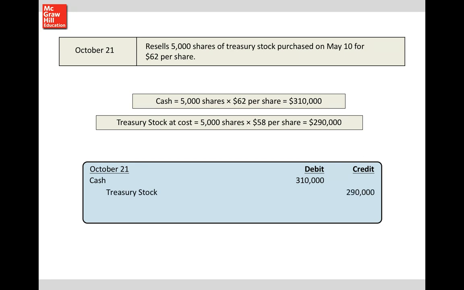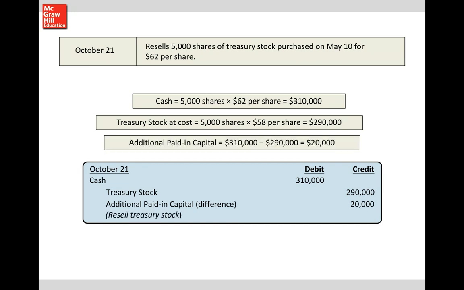The difference will be additional paid-in capital. The additional paid-in capital is calculated by taking the cash amount, $310,000, minus the Treasury stock amount of $290,000 to get $20,000. This is you reselling the Treasury stock.